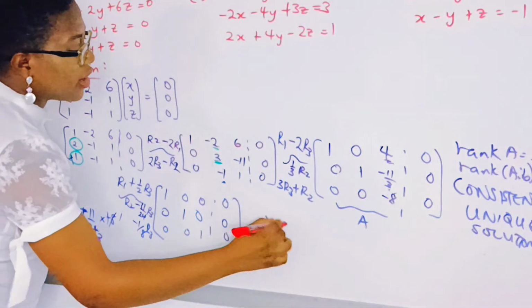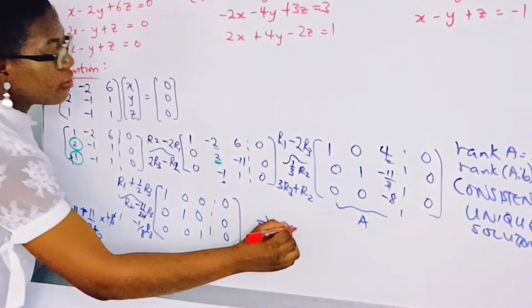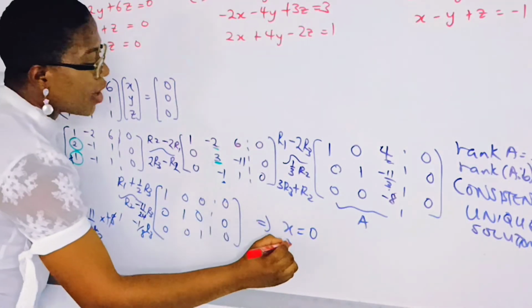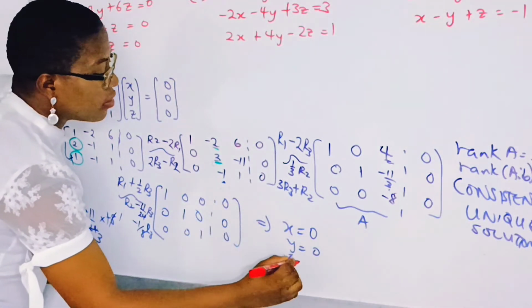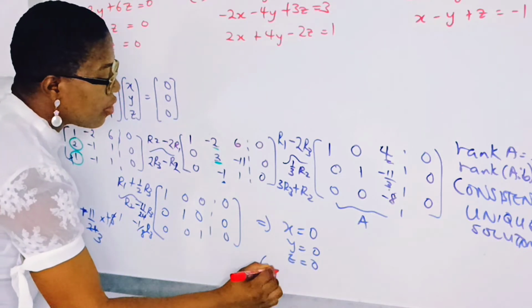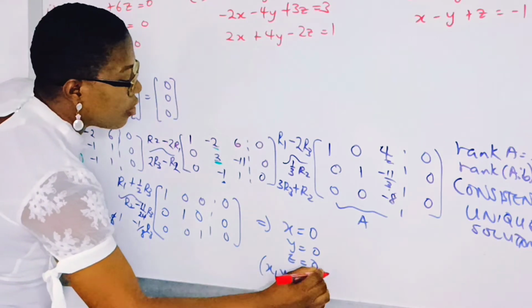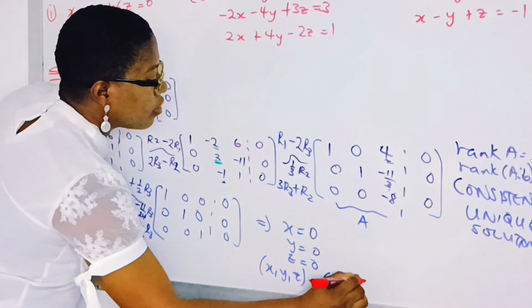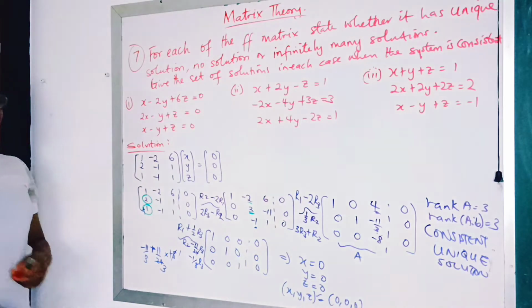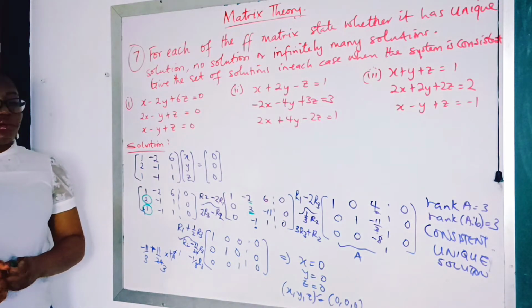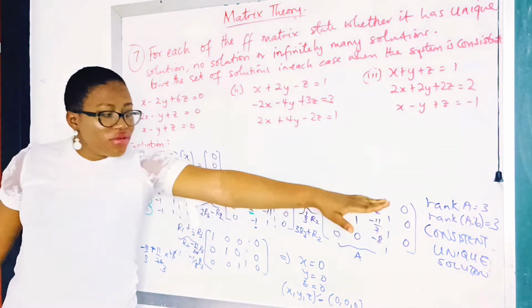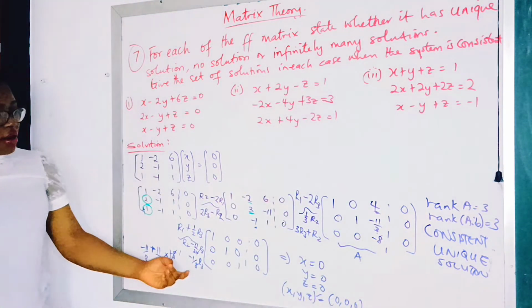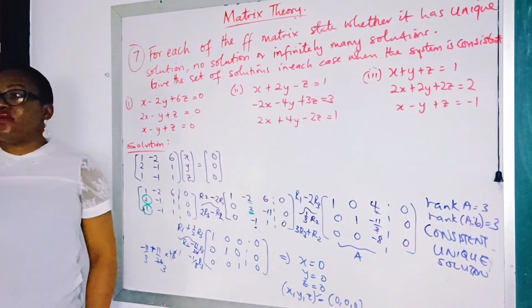So this implies that x is equal to 0, y is equal to 0, z is equal to 0. That means x, y, z is equal to 0, 0, 0. So this is the unique solution. That's it. You have first of all shown that it's consistent and has a unique solution, and at the same time you have shown that this is the solution.